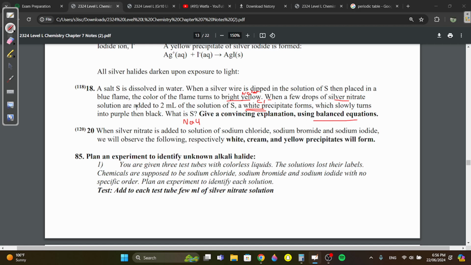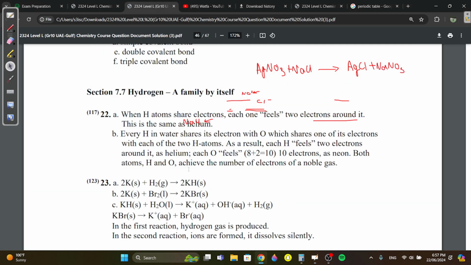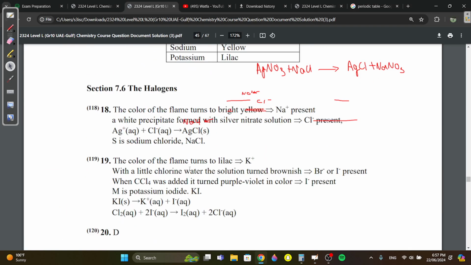So when a few drops of silver nitrate are added to the solution of S, silver nitrate is AgNO3. We know the solution S is NaCl, right? So plus NaCl, to produce what? The precipitate is always Ag with the halide, so AgCl, plus, just continue the rest, NaNO3, sodium nitrate. So I guess that's what you're supposed to do with question 18.